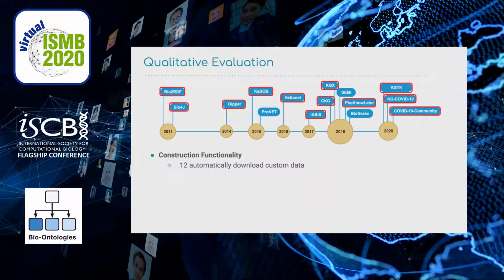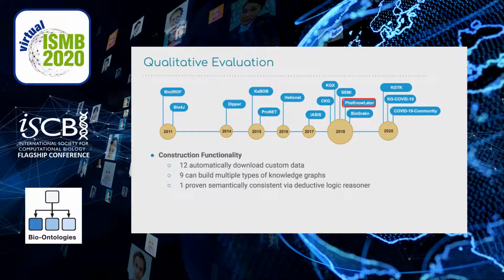For the first criteria, knowledge graph construction functionality, which aims to determine how much functionality each of the methods provide to support the building of knowledge graphs, we found that 12 methods provided code that automatically downloads a list of data sources. 9 methods were able to build multiple types of knowledge graphs. 1 method was run through the deductive logic reasoner ELK in order to confirm the consistency of the knowledge graph, as well as to generate new assertions.